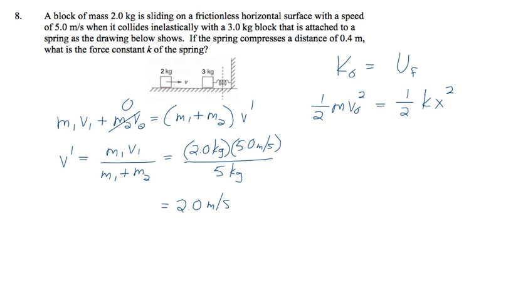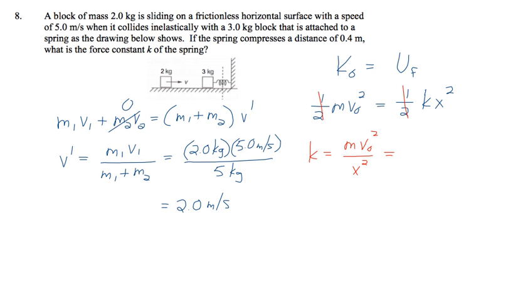Well, let's, again, multiply through by 2, gets rid of that. If I want K, all I have to do is move the X squared to the other side, and then I have it solved for K. And I know all those numbers. So K is going to equal m V0 squared divided by X squared. So I have all those numbers. I can just plug them all in, and I'll get my K.